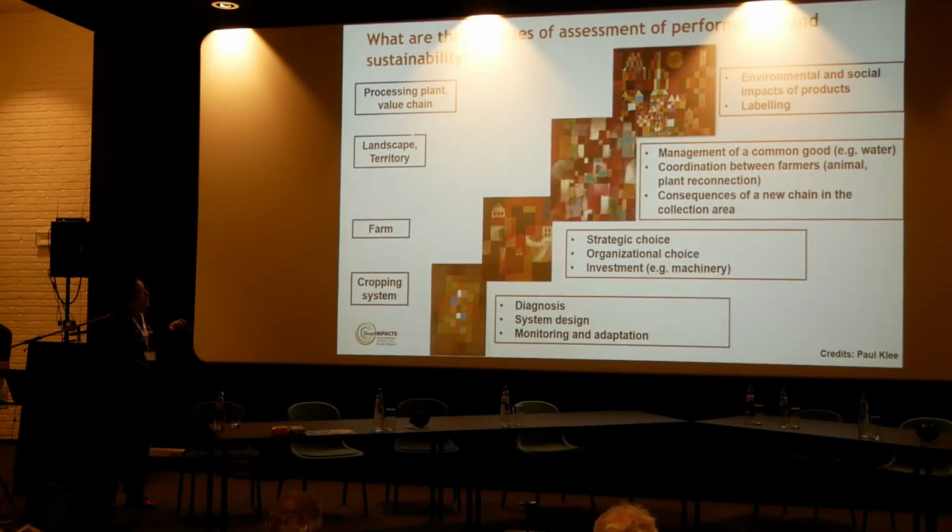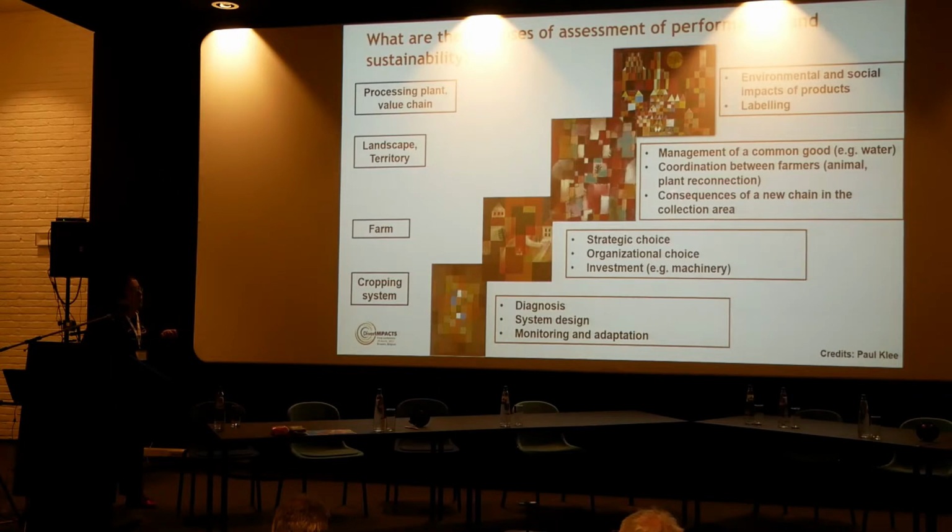And at the landscape and territory scale, as mentioned this morning also by Emmanuel, it's a good way to manage a common good, for instance, water, and it was also discussed by Hauke during his testimony. But it's a good way to do good coordination between farmers. For instance, as said by Emmanuel, when you want to reconnect animal and plant production, it's a way to be sure that the fluxes between the two types of farms are equal and have a good basis of equality.